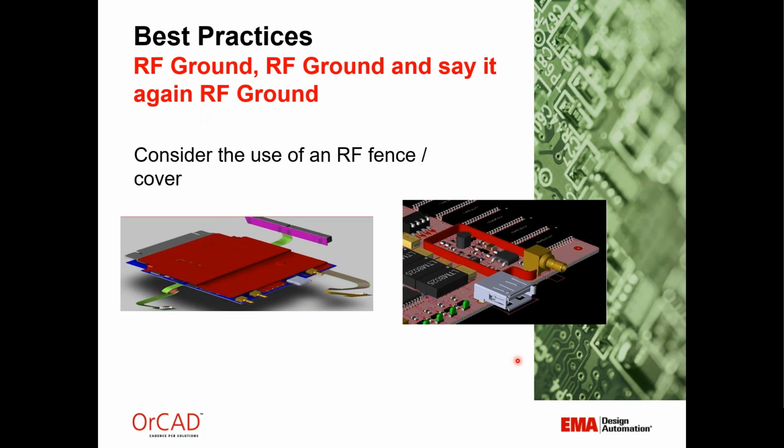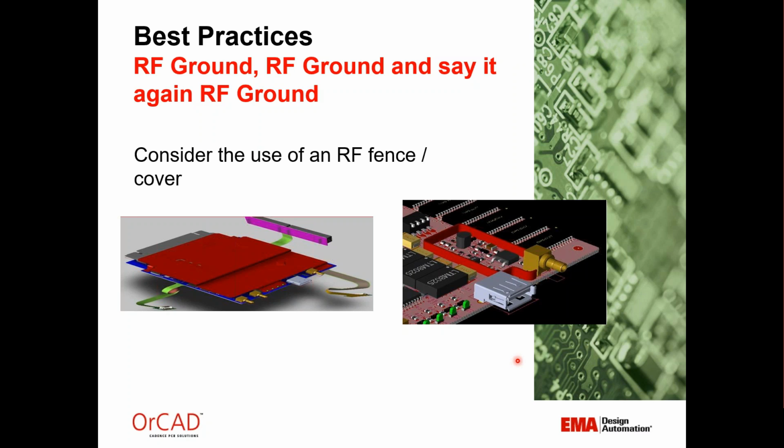The best practices: RF ground, and we can't say it enough, RF ground. Consider the use of the RF fence as a shield and a cover. In the diagram to the right, you'll see that we have a fence protecting that RF signal. When that metal pan is put down over it, it seals that off from the rest of the circuit. It isn't uncommon to have multiple fences on a design shielding each part of your RF. Shielding is what it's all about.